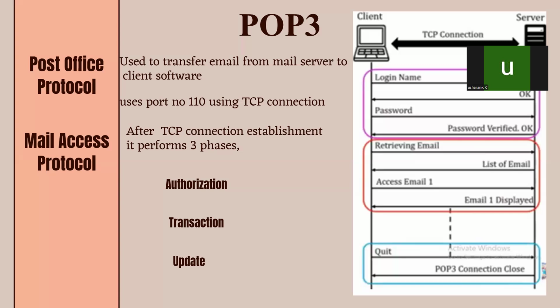In the authorization phase, we verify the username and password. In the transaction phase, we can retrieve mail, list the mail, and also display the mail. This is shown in the figure. And the third phase is update. In this phase, the POP3 connection is closed using commands like QUIT.